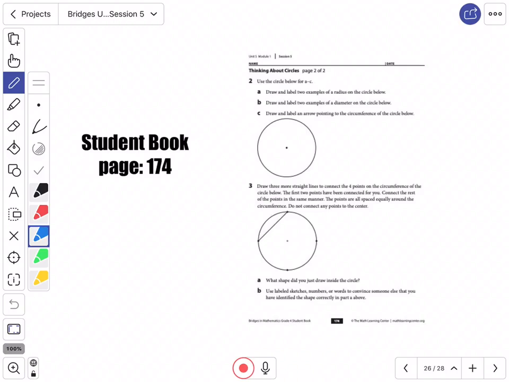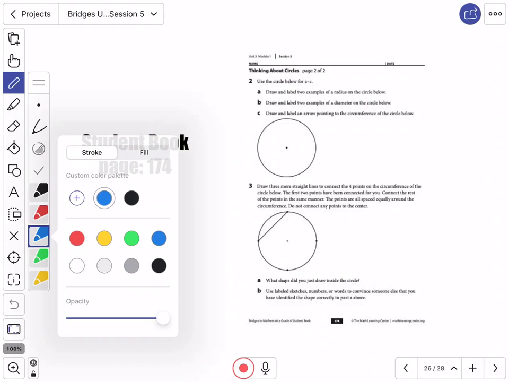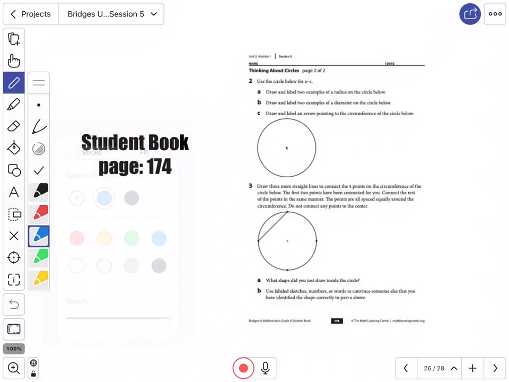Now we're going to look at student book page 174. All right, on student book page 174, we're still thinking about circles. It says use the circle for A through C. Draw and label 2 examples of radius on the circle below. All right, well, I'm going to use blue for radius, and I'm going to draw 2 examples of radius. Here's an example of radius, and here's an example of radius. Okay, so I have done A.